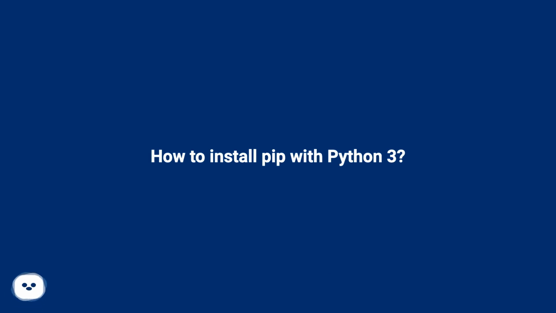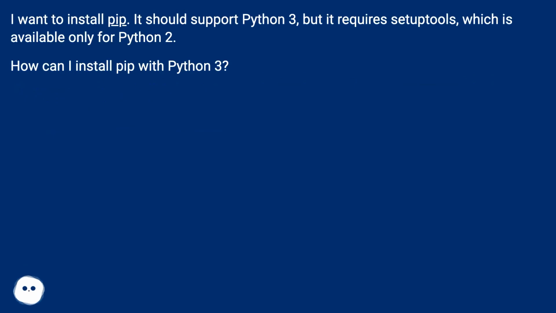How to install pip with Python 3? I want to install pip. It should support Python 3, but it requires setuptools, which is available only for Python 2. How can I install pip with Python 3?